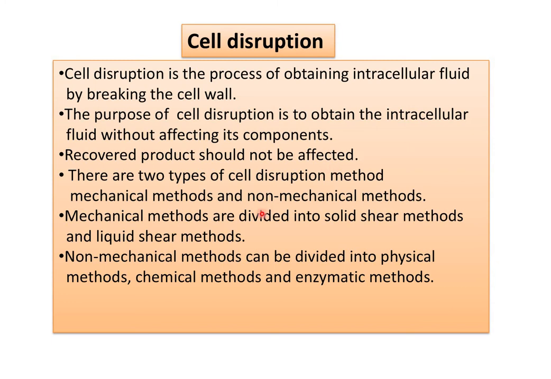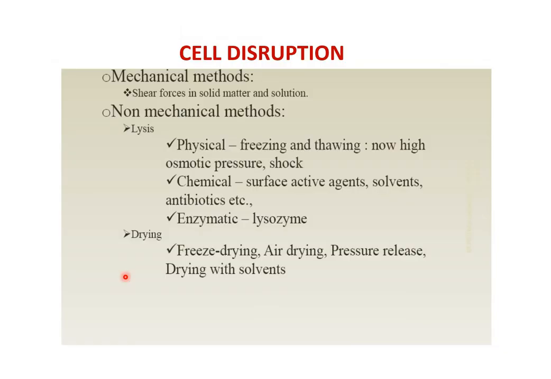This is also important, that the desired or targeted product, the recovered product, should not be affected. Now there are two types of cell disruption methods. One is mechanical and the other is non-mechanical. Mechanical methods are divided into solid shear methods and liquid shear methods. Whereas non-mechanical methods can be divided into physical methods, chemical methods, as well as enzymatic methods. So these are the two types of cell disruption, mechanical and non-mechanical. Now I'm going to tell in detail. Mechanical methods involve shear forces in solid matter and solution.